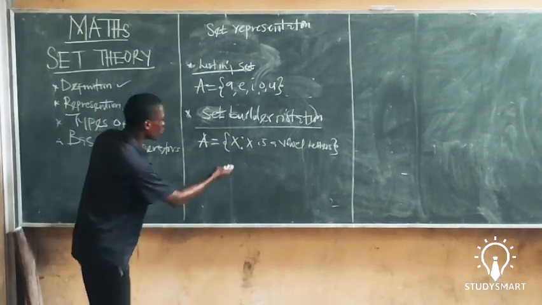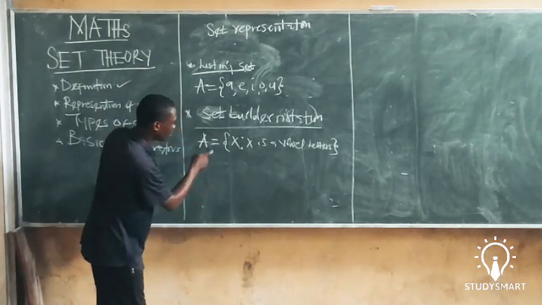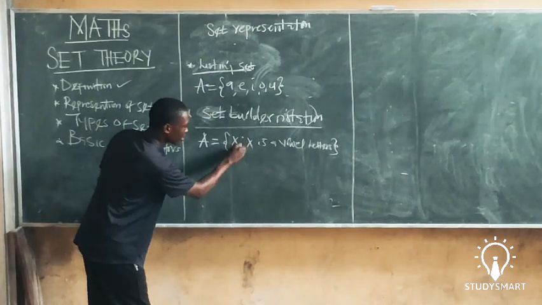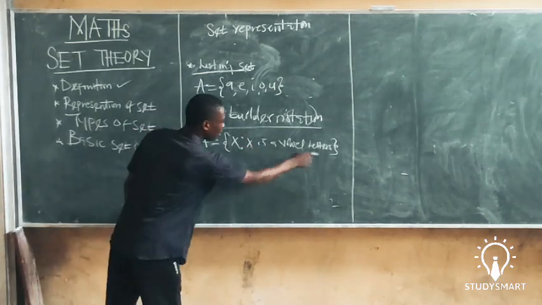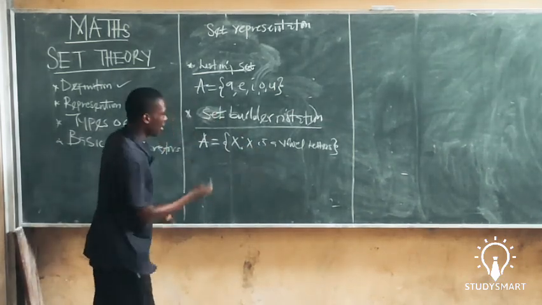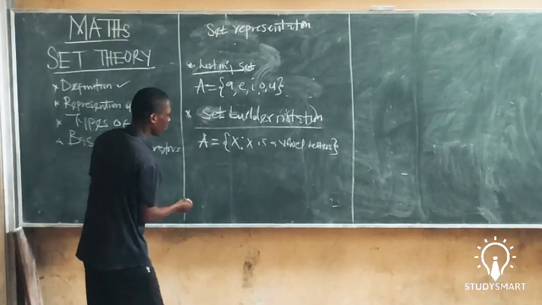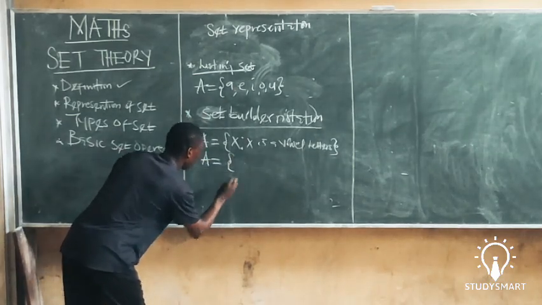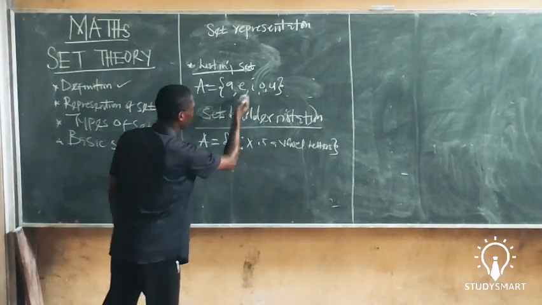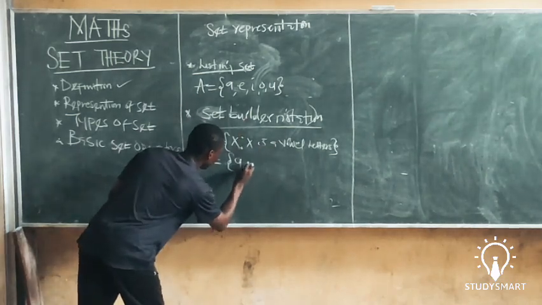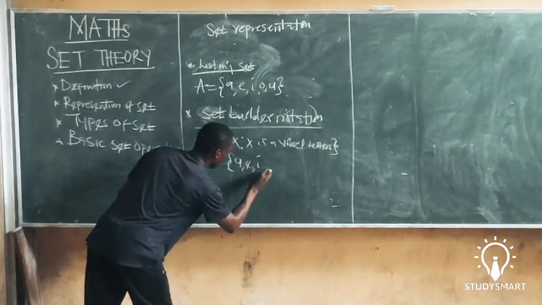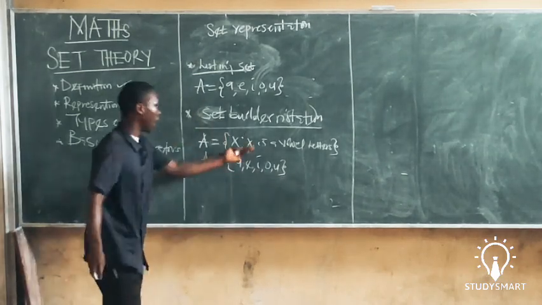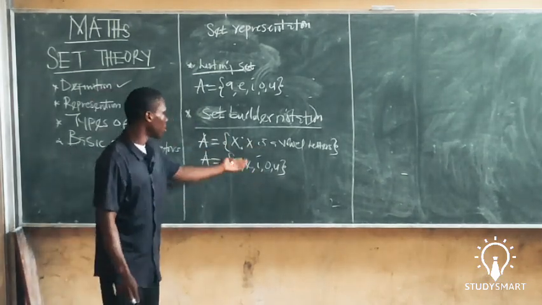Now this is a curly bracket. Now this statement reads a set of x such that x is a vowel letter. So if I want to represent this by listing the set, what I will write is A is equal to, and don't forget your curly brackets, I have my vowel letters to be A, E, I, O, and U. And that's actually what this simply means.